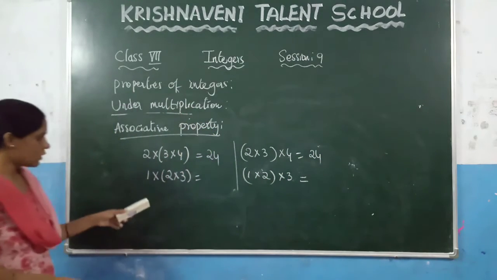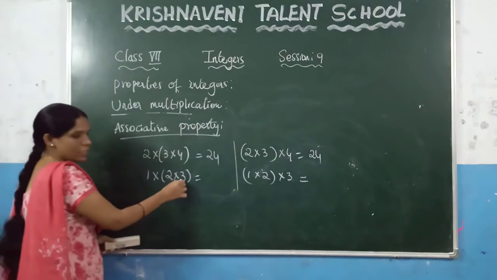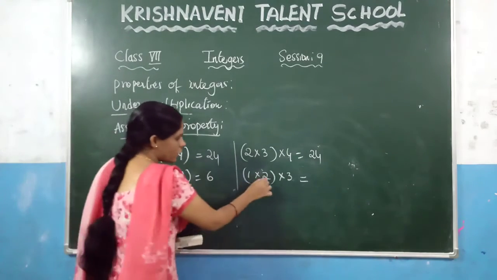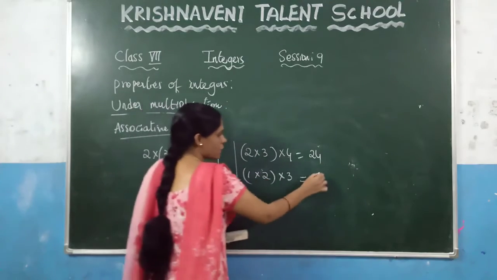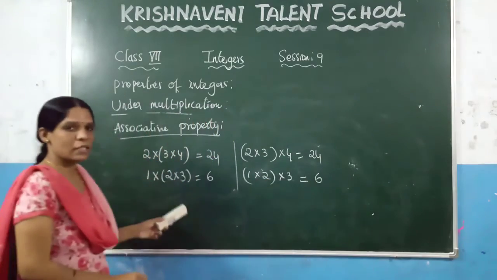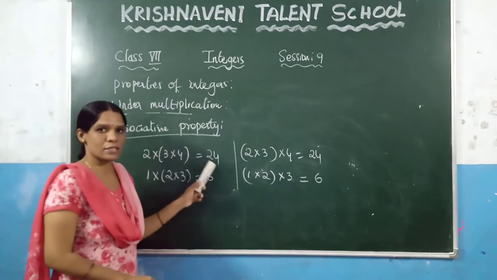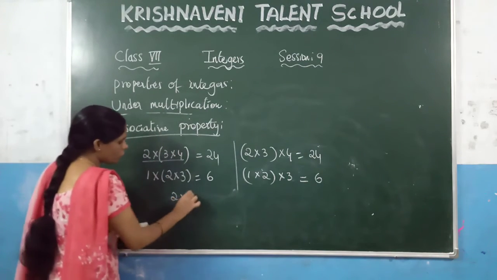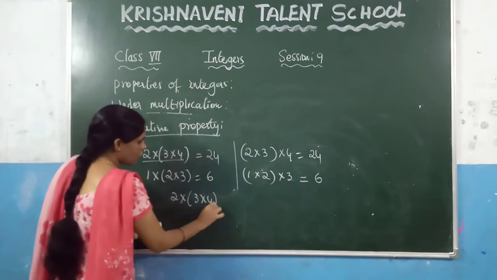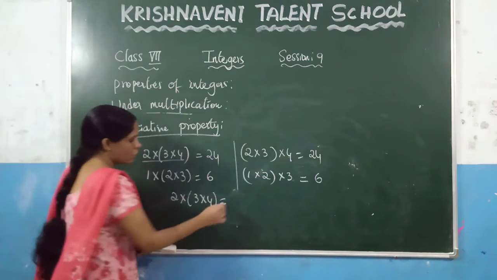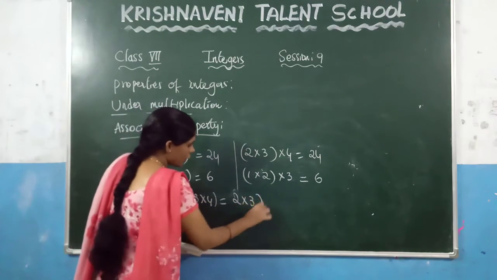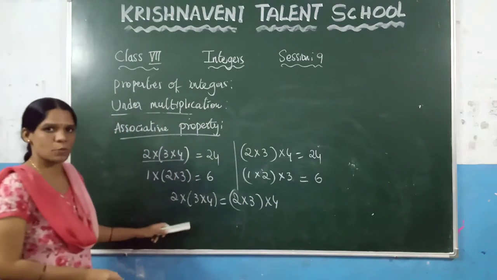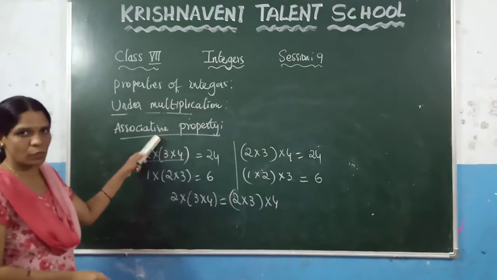Now the other example: 2 into 3 is 6, and 1 into 6 is 6. Also 1 into 2 is 2, and 2 into 3 is 6. Here you can observe that in both cases you get the same answer. From this we can write: 2 into 3 into 4, if you multiply this way or that way, you get the same answer. This property we call the associative property.